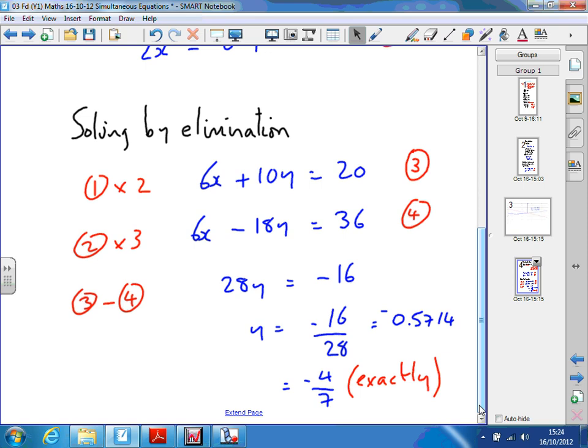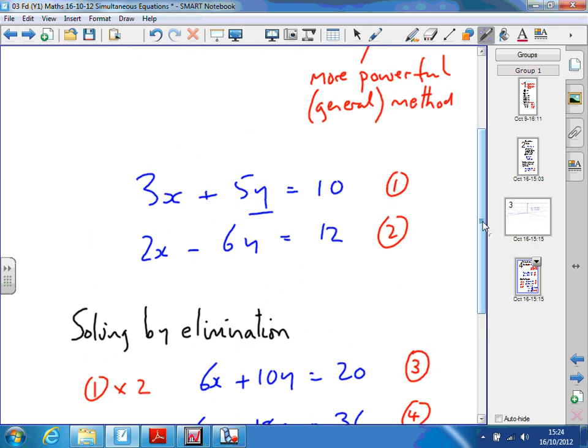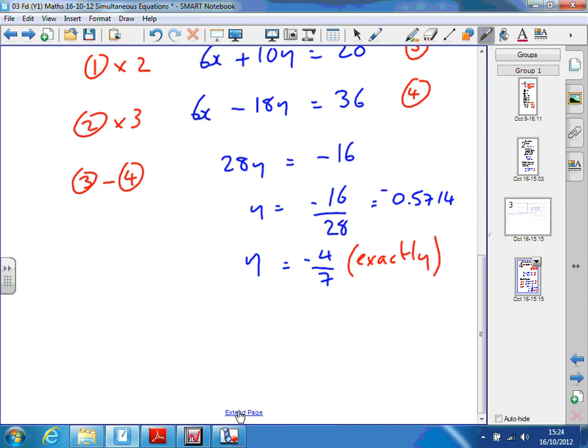Now we've got one value, what y is. We can substitute that value for y back into one of the original equations. We now know y. y is minus 4 over 7 to be exact, so let's leave it like that. So instead of y in equation 1, I'm going to write minus 4 over 7. So what I would do is I'd say substitute into equation 1.